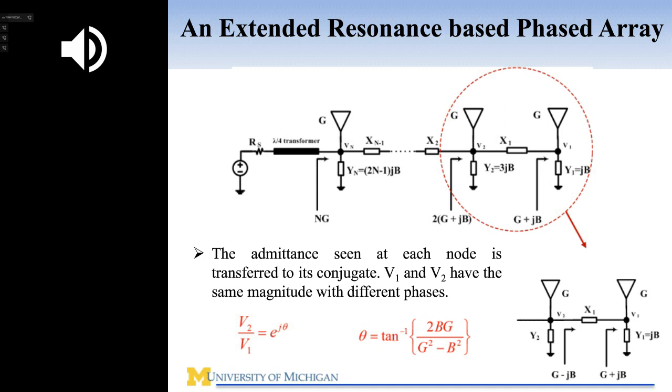And then we have an element X1, a reactance. It can be a piece of transmission line, or it can be inductor or capacitor, depends on what JB is. And the idea here is to transfer G plus JB, the admittance seen to the right side, through the element X1 to G minus JB. So we transfer admittance G plus JB to its conjugate value, G minus JB.